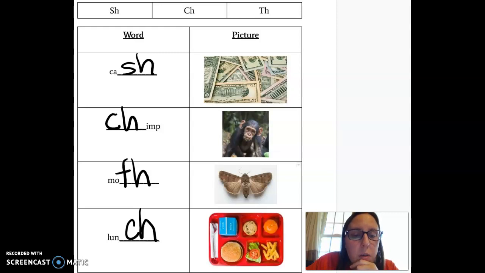Now, I want you to go ahead and finish the rest of the words on this page, and I want you to figure out if we are missing an SH, CH, or TH at the beginning or ending of each of these words.